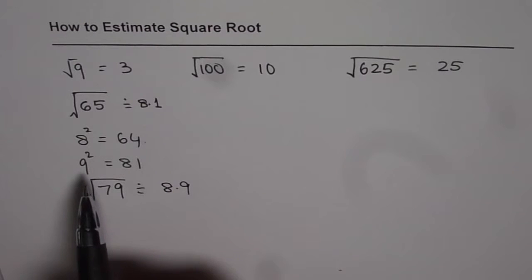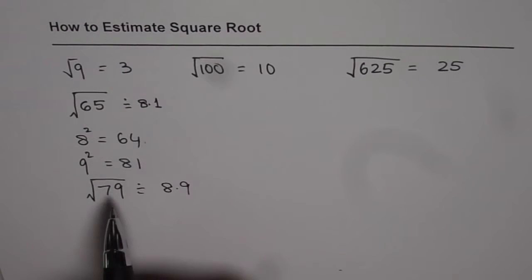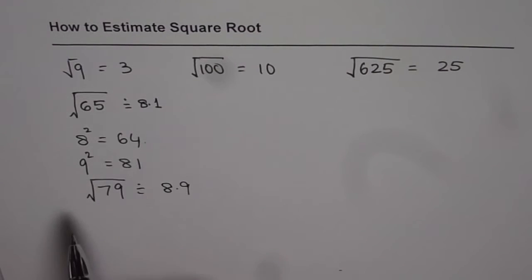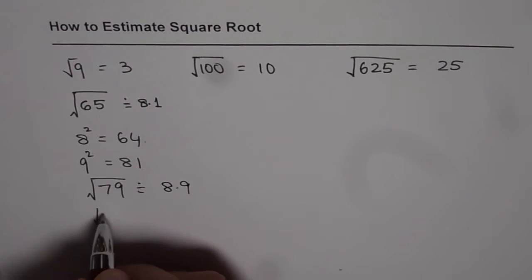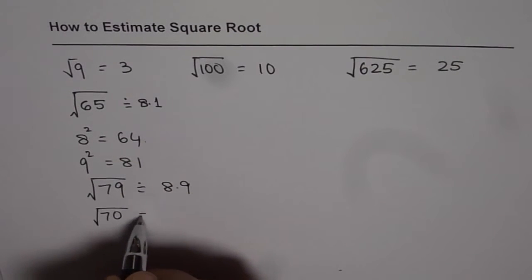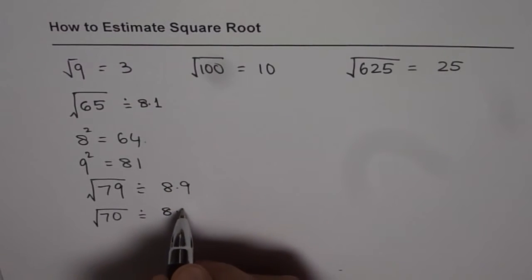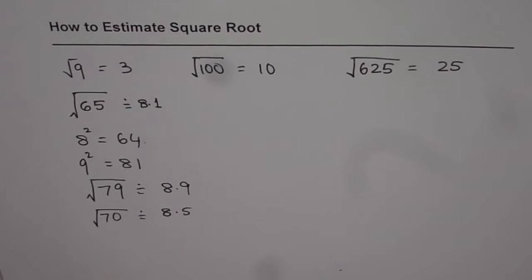Now if I take a number which is kind of midway between 64 and 81, let us say 70, so if we have square root of 70, then our estimate could be midway. So we can write 8.5 as an estimate. I'm not saying that these are the best estimates, but this is a quick way of estimating.